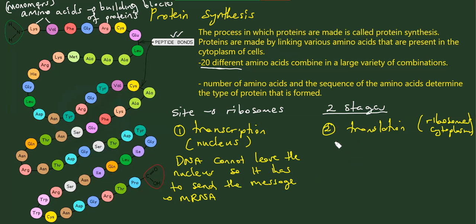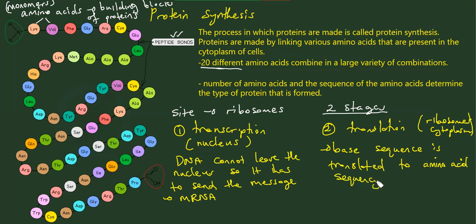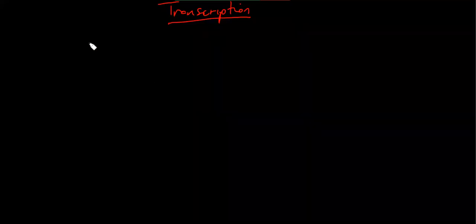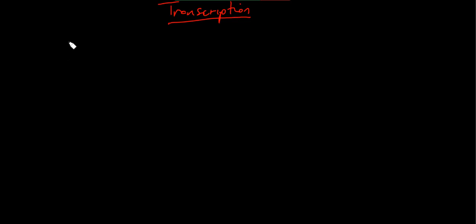So in translation, the message is a specific sequence of bases that we see in the nucleus, and it has to be translated to an amino acid sequence. So the base sequence is translated to an amino acid sequence, and now we have a protein. Let's look into these individual stages. Let's see what we are talking about in terms of transcription. We have a nucleus there.